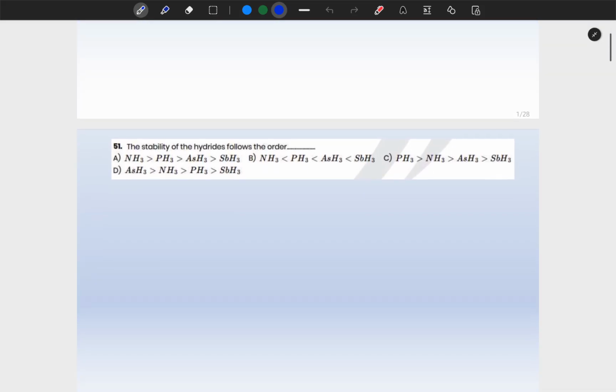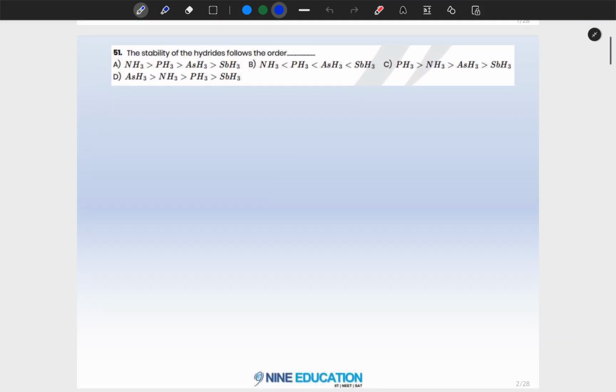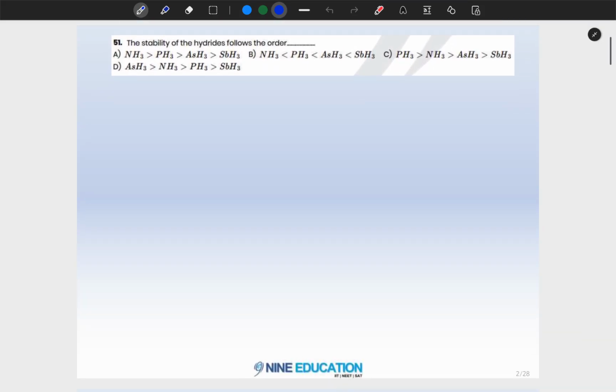So let's proceed to the first question over here, question number 51. In the first question, we need to find out the correct order for the stability of the hydrides. Now all these are hydrides of group 15 elements: nitrogen, phosphorus, arsenic and antimony.